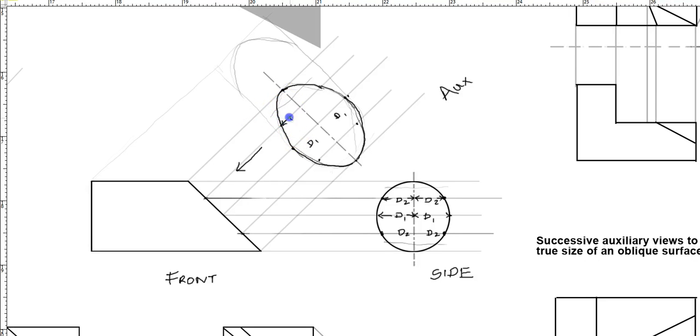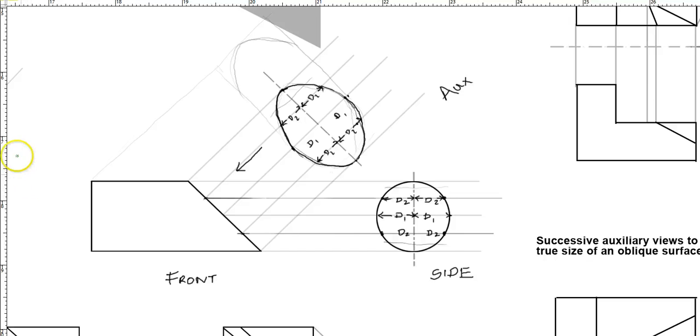So if I would like to put in my reference dimensions, it's D2, D2. Same thing on this side, this is D2 and D2. So I hope you understood how to draw auxiliary views using the center plane reference method.